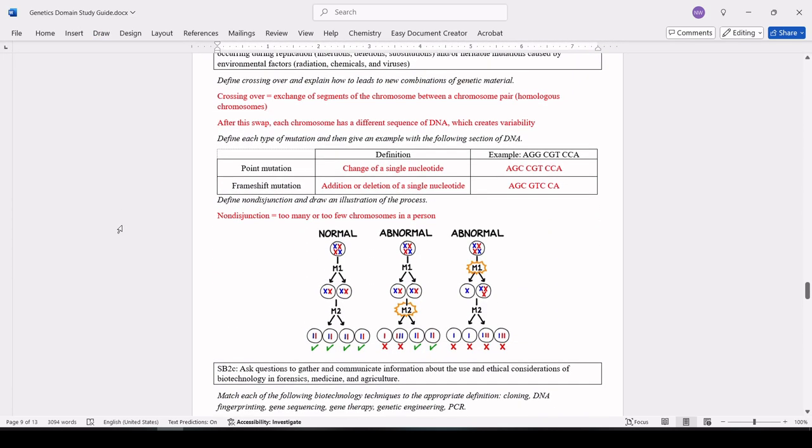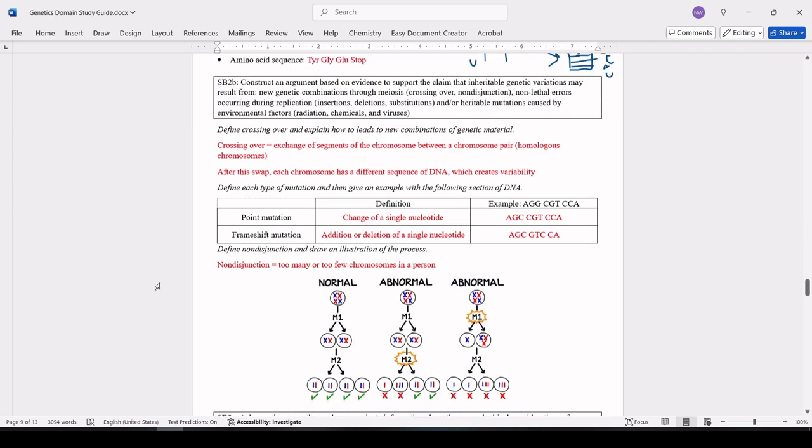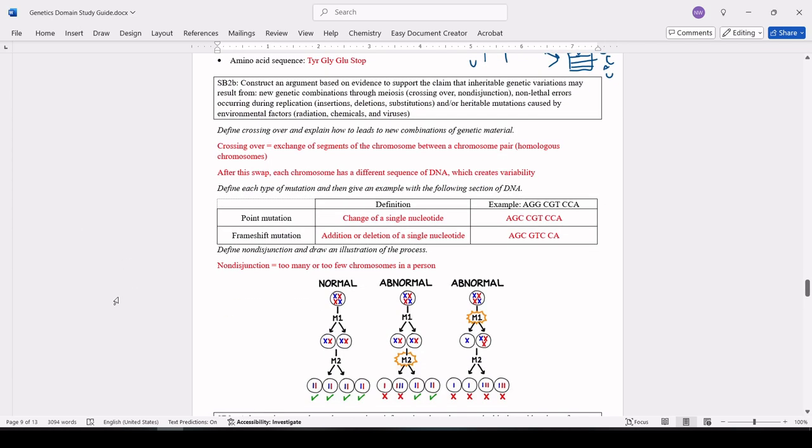With the mutation stuff, you really just need to kind of know the definition. So this is SB2B. It says construct an argument based on evidence to support the claim that inheritable genetic variations may result from new genetic combinations through meiosis, so crossing over and non-disjunction, non-lethal errors occurring during replication, so insertions, deletions, substitutions, and or heritable mutations caused by environmental factors, radiation, chemicals, and viruses.